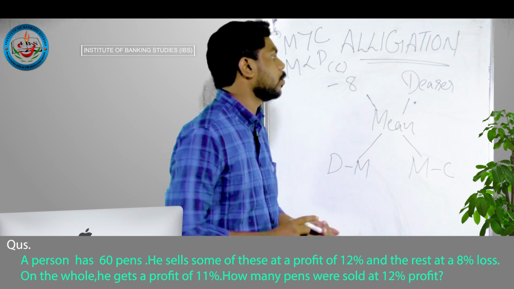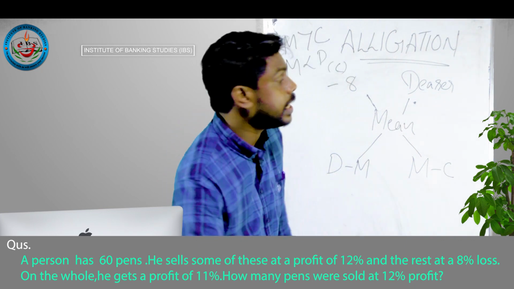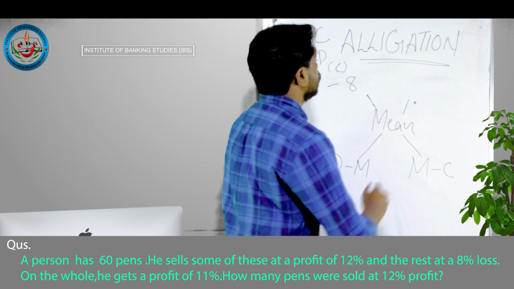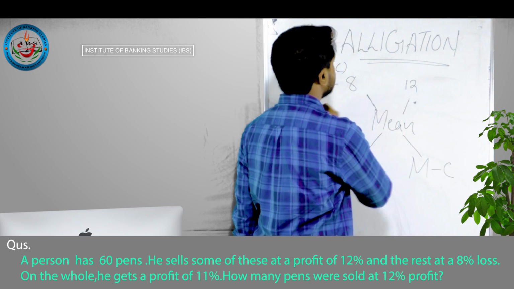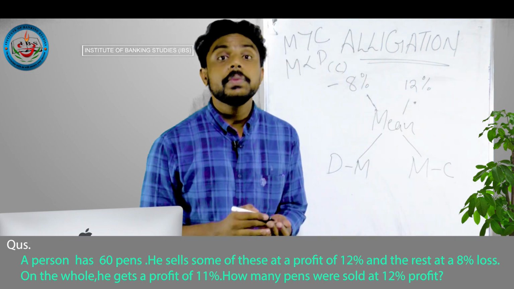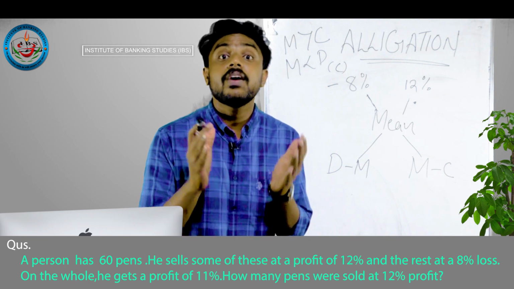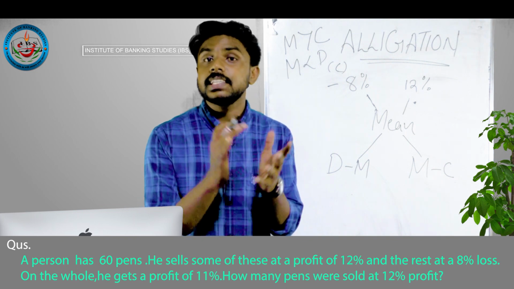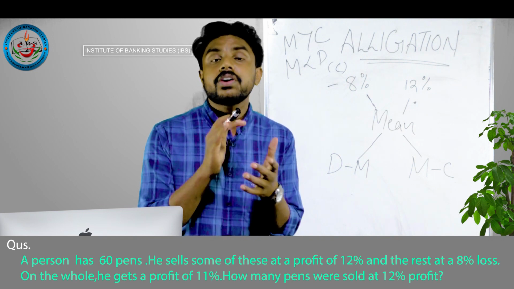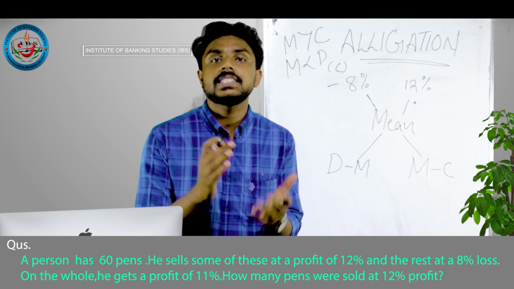12% of profit. Okay. So we can replace this dearer quantity with 12%, the cheaper with -8%, and 12%. Then where is our mean value? Mean always means average, the combined product. That is the mean value. The combined result of our transaction. What is our combined result of this transaction?